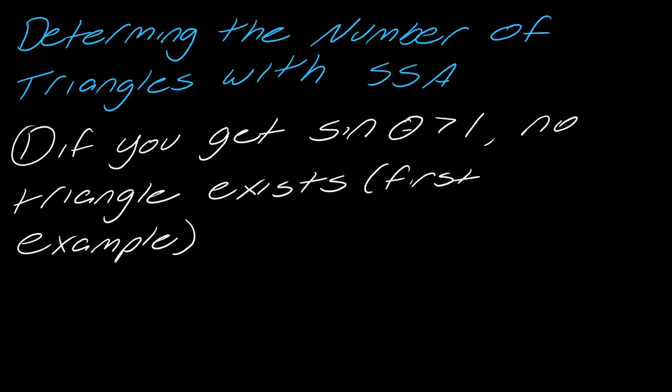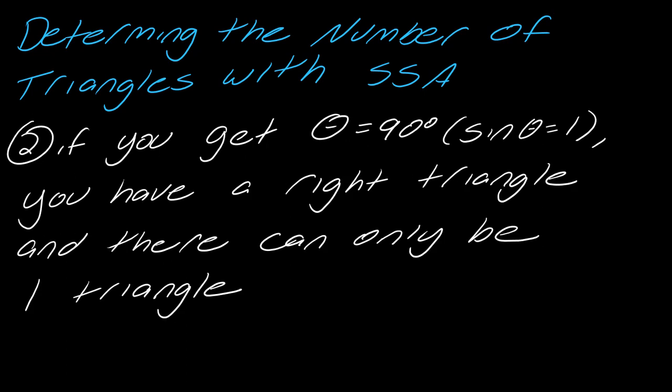All right, so let's talk about now determining the number of triangles you get with SSA. This only happens when you have this SSA situation. So we're going to make sense of this. When you have SSA, like I said, when you find that the sine of theta is greater than 1, boom, no triangle exists. We just get to move on. Hooray. Now, if you find that theta is equal to 90 degrees, or sine of theta is equal to 1, then you know you have a right triangle. You don't have to worry about this. There can only be one triangle.